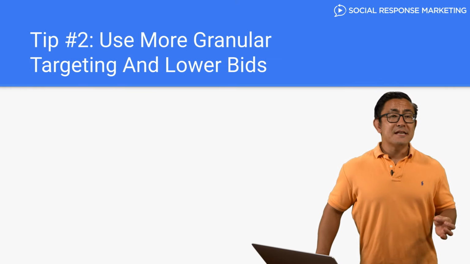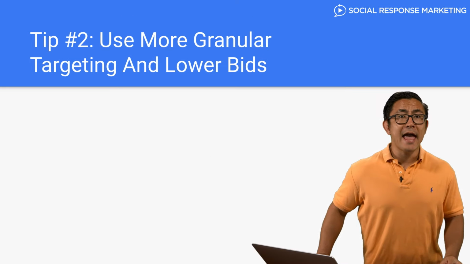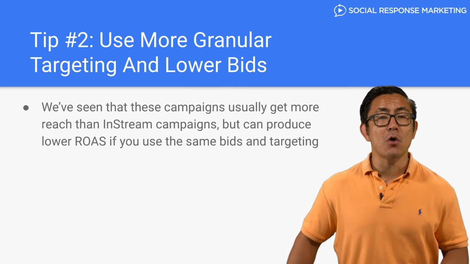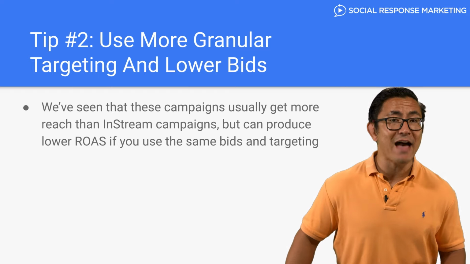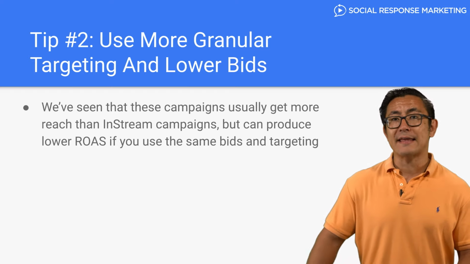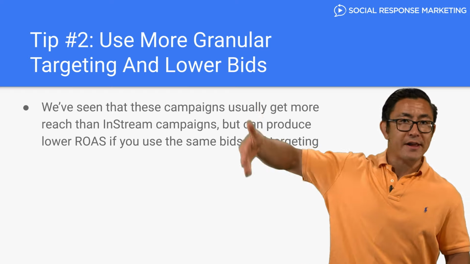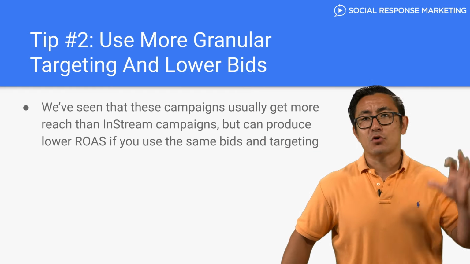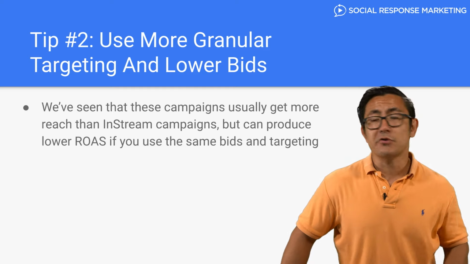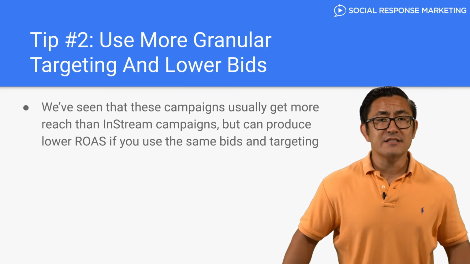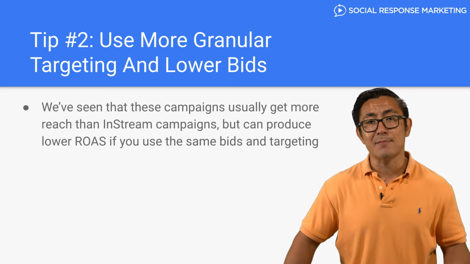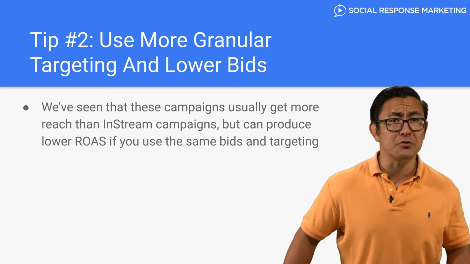All right, my second tip is to use more granular targeting and lower starting bids. Now, keep in mind that responsive ads are going to show an inventory you previously didn't have access to with your regular YouTube ad campaigns. There's all that sidebar inventory, there's the inventory on the YouTube homepage, inventory on the news feed, inventory across the Google Display Network. You're essentially doubling your reach of these campaigns versus just running InStream ads alone. And that's an important change.